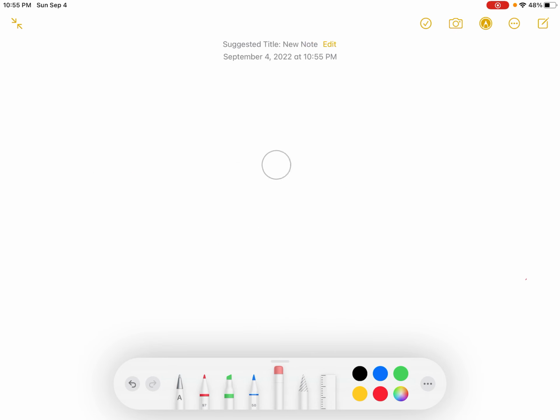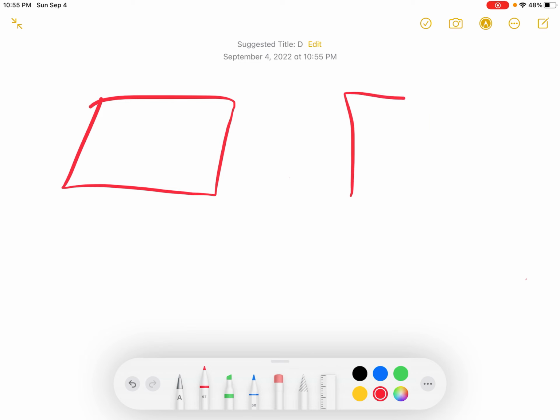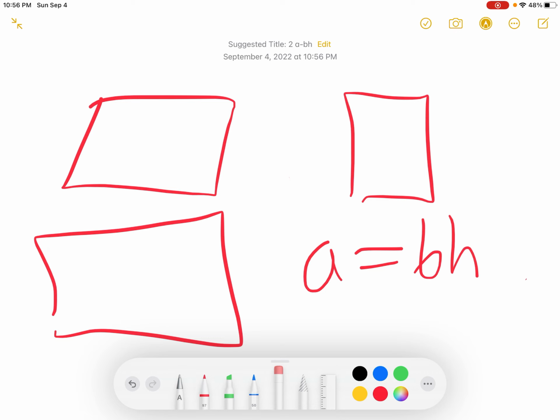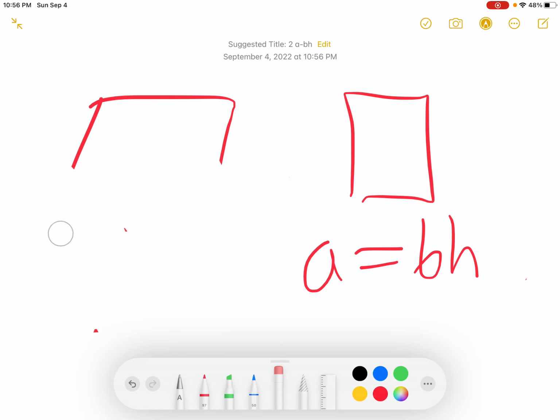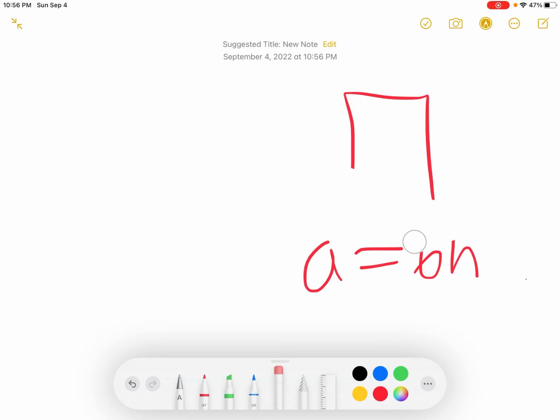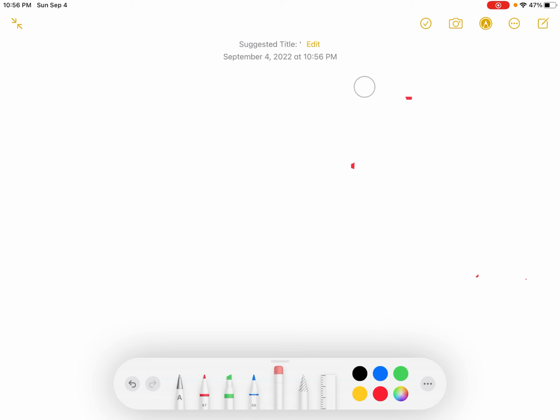And the area of a square, or the area of any parallelogram, so it could look like this, it could look like this, it could look like this, it could look like anything like that. You just do that. Base times height. And the height, if it's something like that that's slanted, it's always that. Okay. Let's see, what else?